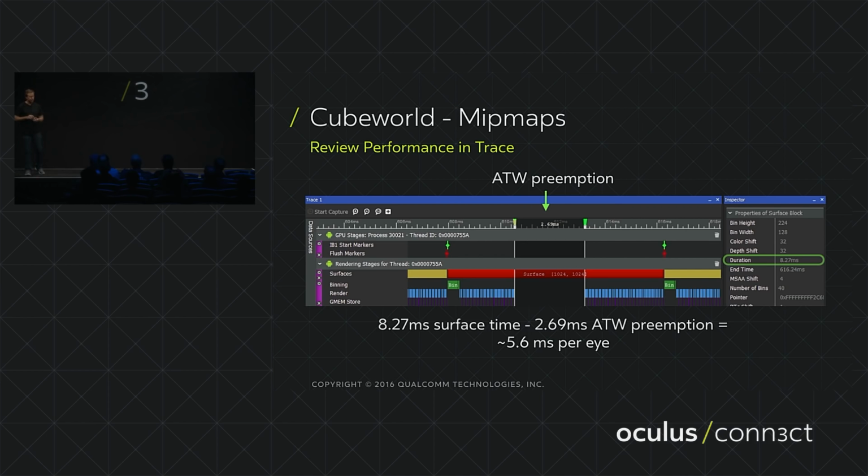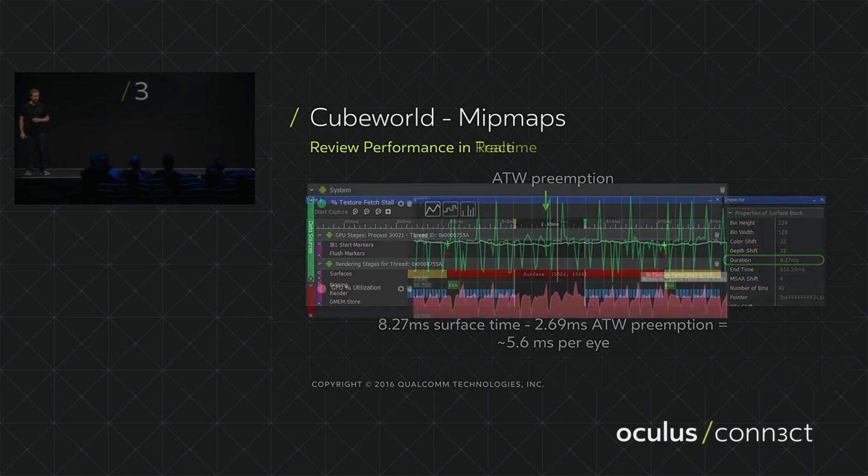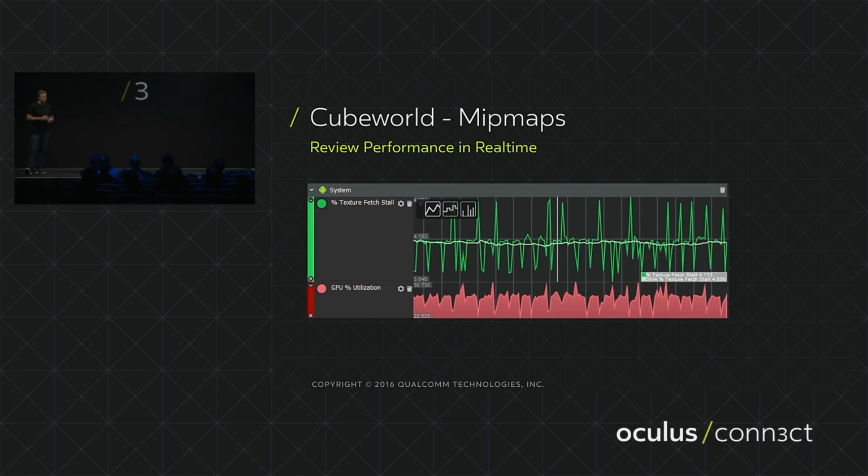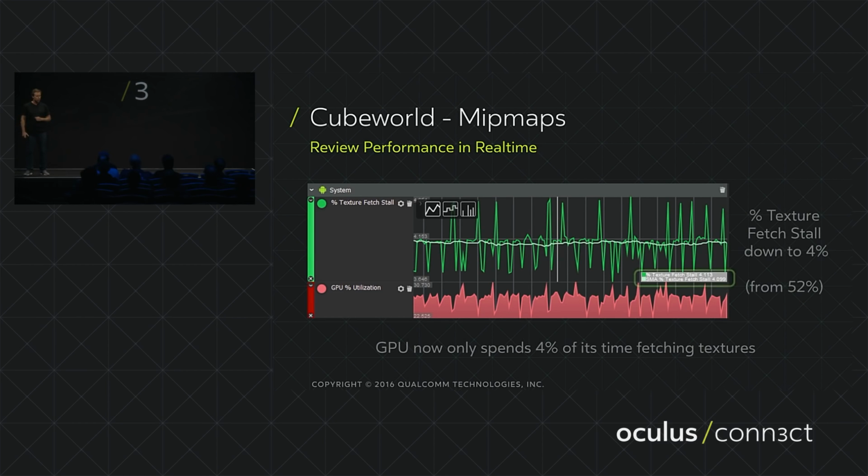When we looked at trace, pretty significant, almost half the time now to render each surface. Duration for the eye rendering now is 8.27 milliseconds in total. When we take away the time warp preemption, we're looking at 5.5-ish milliseconds per eye, so 11 milliseconds for your total render time, not including time warp. So then we went back to the real-time view, and now we're looking at about 4% of stalls, or time GPU is stalled. So pretty significant drop.